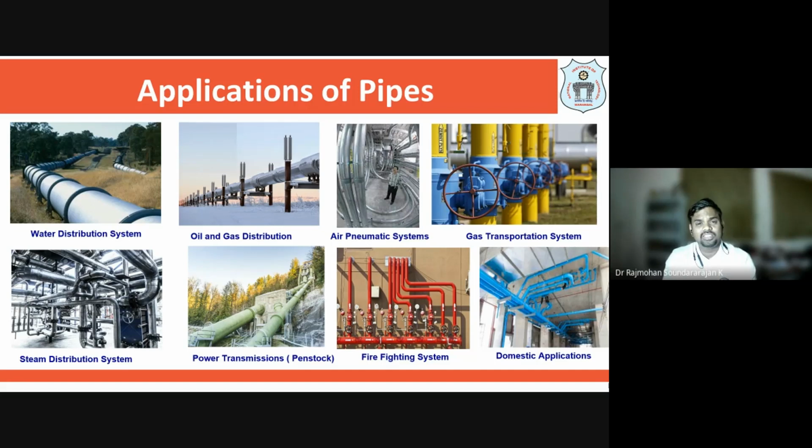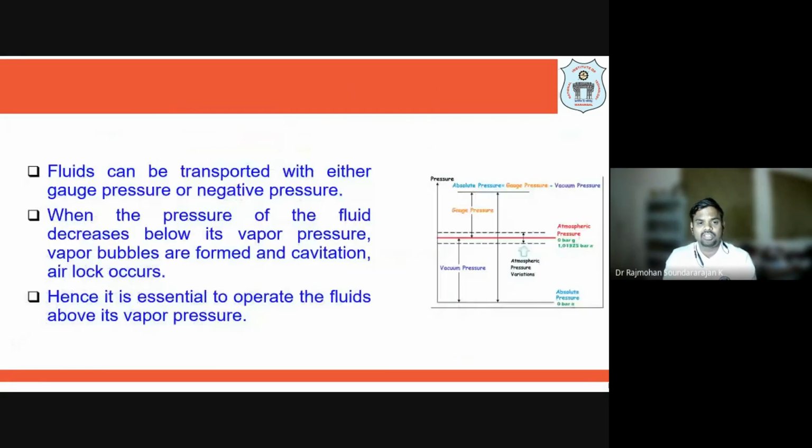So that way, it is essential that we make use of pipes to transport fluid from one place to another place. And there is a constraint: the fluid has to be transported with a limited pressure. Because we have an upper limit for pressure up to which the fluid can be transported through the pipes. Also, we can definitely have a negative pressure, but there is a cap on it also, because whenever the pressure of the fluid in the pipeline falls below the vapor pressure of the fluid, what will happen?